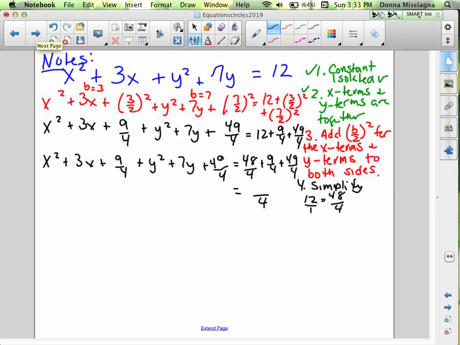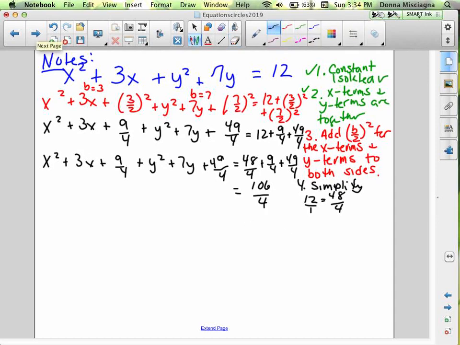All right, so 48 plus 9 would be 57. And then 57 plus 49 is going to be 106. Which we could reduce, right? That does reduce.